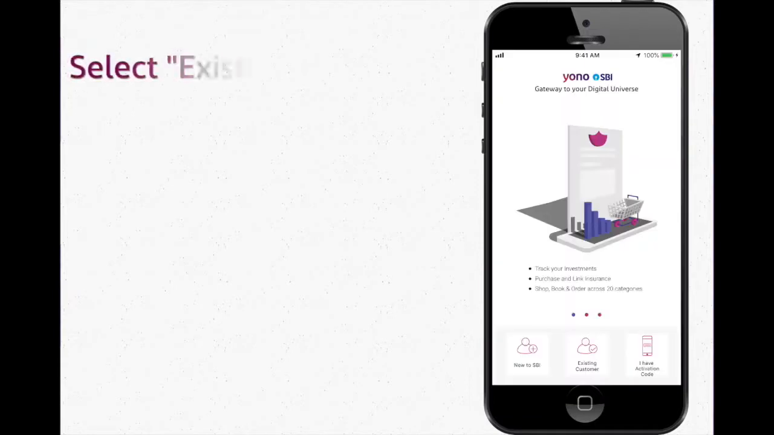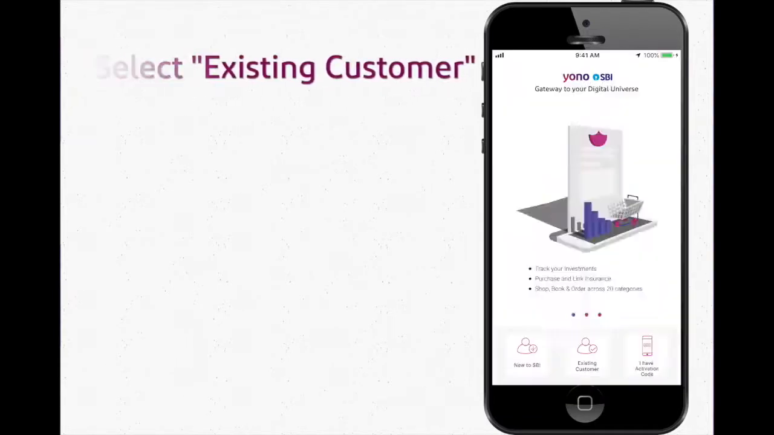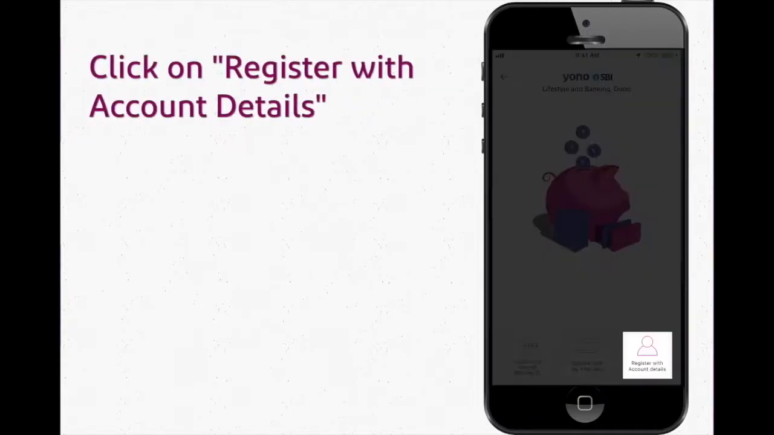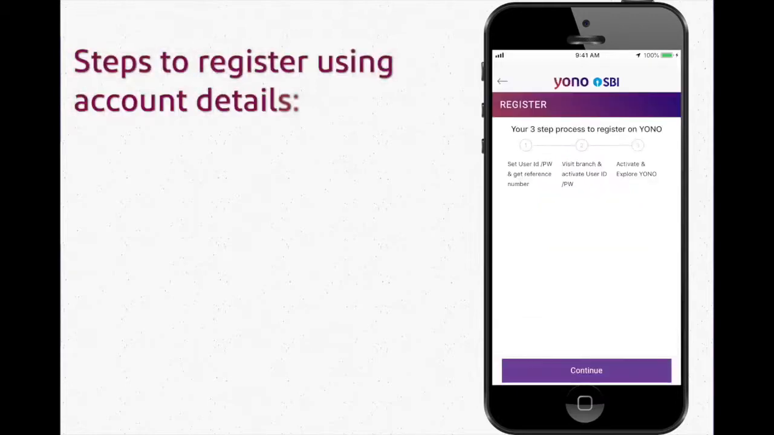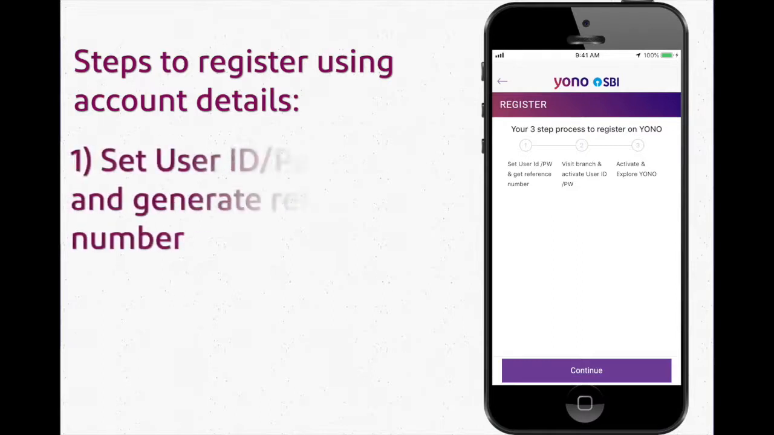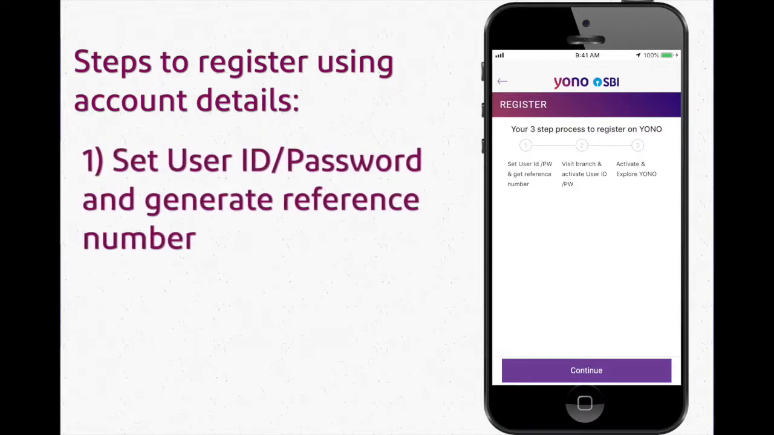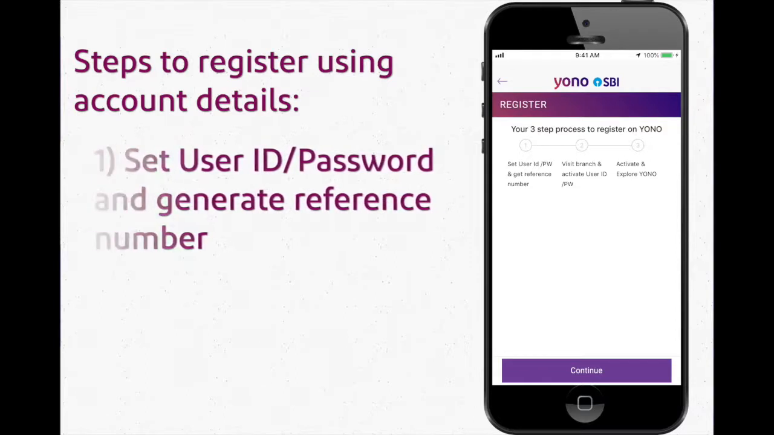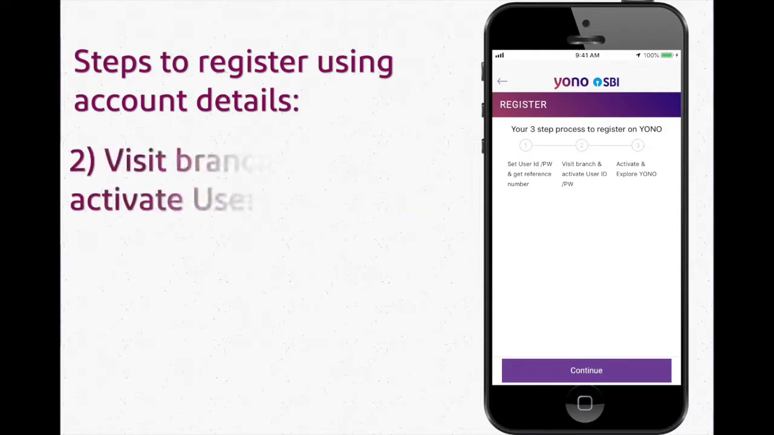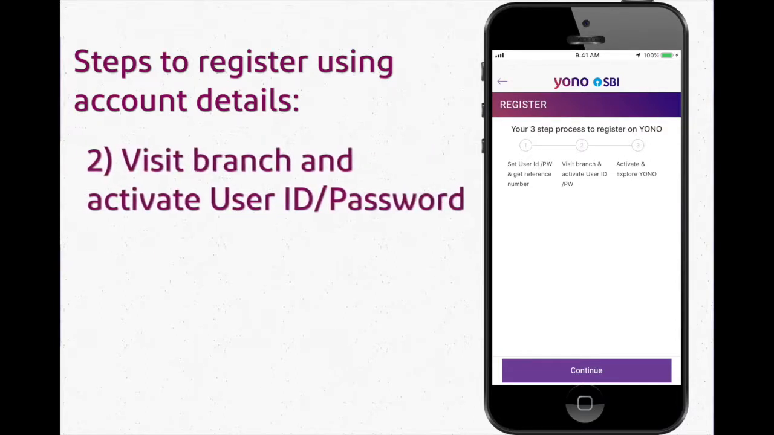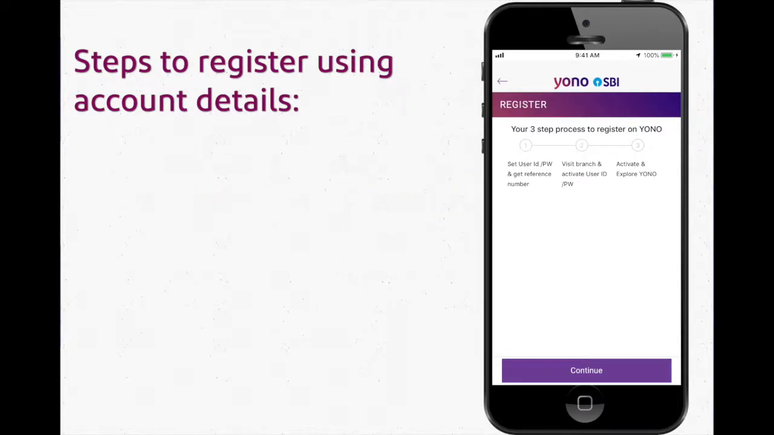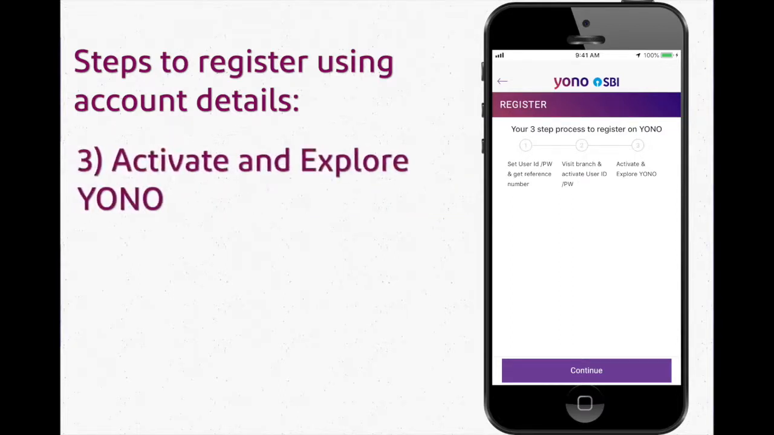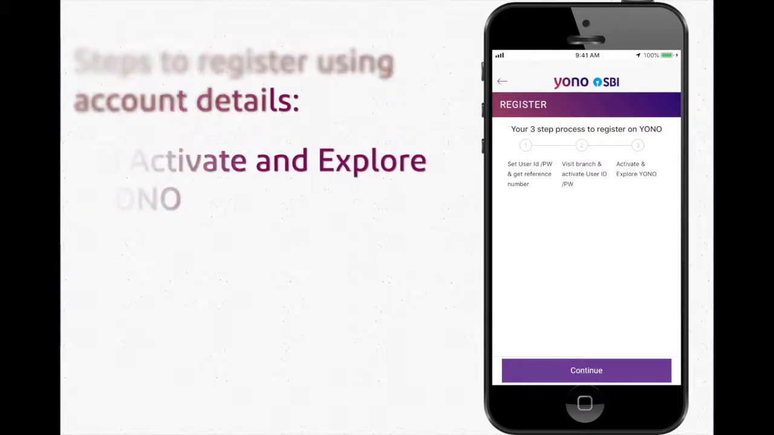Open the YONO app and select Existing Customer and select the option of Register with Account Details. This registration process will be completed in 3 steps. The first step will require you to set a user ID and password and get a reference number, followed by a visit to the branch for activation of the user ID and password, and finally activating and exploring YONO.